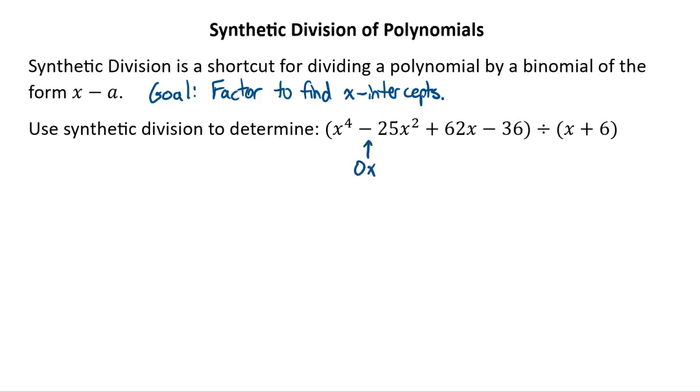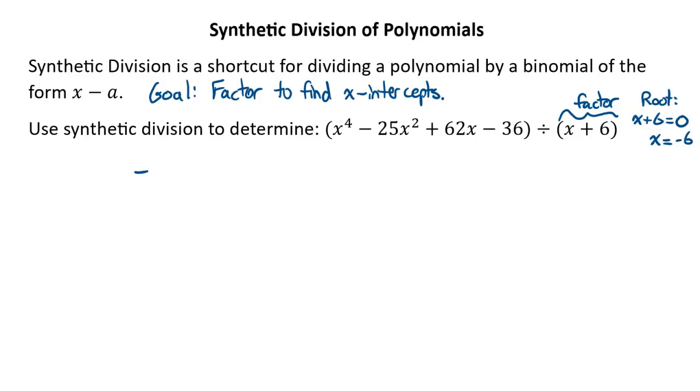Now, the key with this question in front of us to remember is that there's no x cubed term. So what that means is that the coefficient in front of the x cubed term is 0. And that's very important to keep in mind, and the most common mistake students make. Now, the factor we're dividing by is x plus 6, which means the root, if we set that equal to 0, is x equals negative 6.